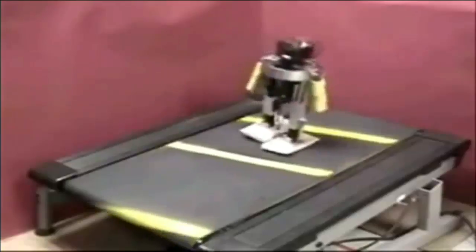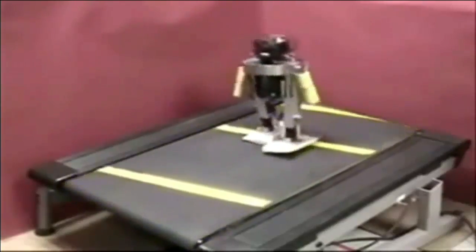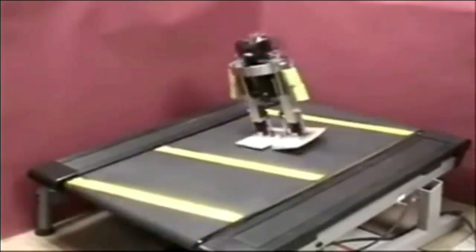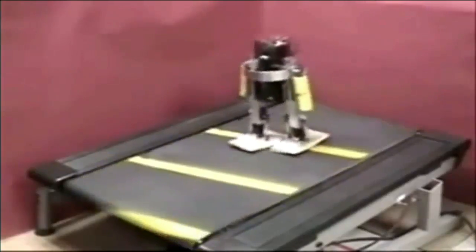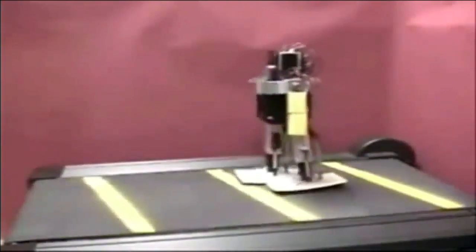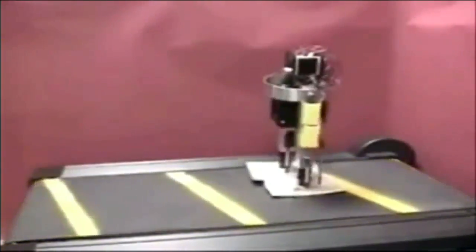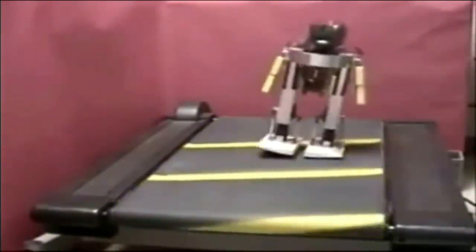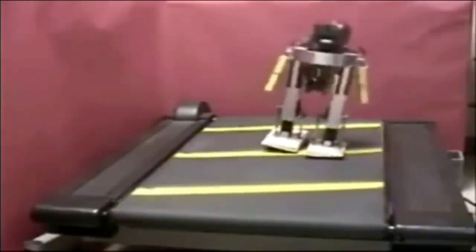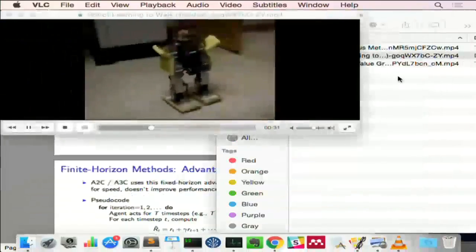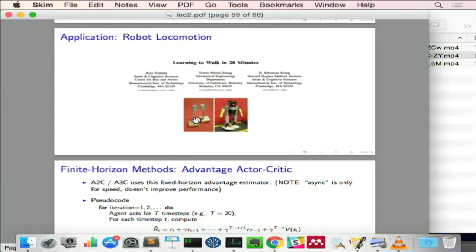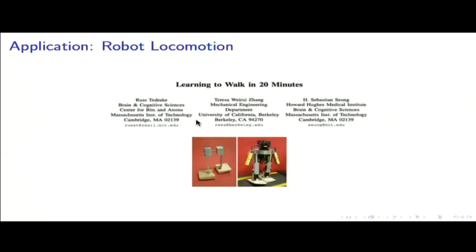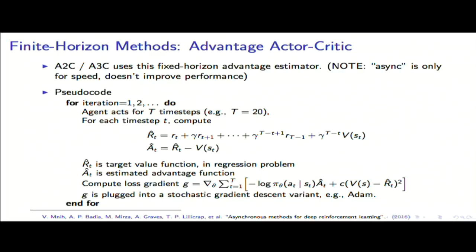The paper had a nice title, Learning to Walk in 20 Minutes. They had this robot which is mechanically designed so that it passively walks, but then they tune the parameters of the walking controller using policy gradient methods, and you can see it walking right here. So that's a nice classic application of policy gradient methods.